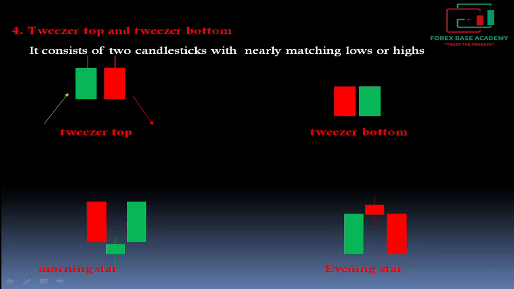So when we see a tweezer top, we anticipate selling. Two, we have the vice versa, the tweezer bottom, that is seen at the end of a downtrend, or when the market is trending down, and then we see another buying pressure forming a candle that is equal or near to be the same as the previous candle. So when we see such patterns, we anticipate buying in the next session.